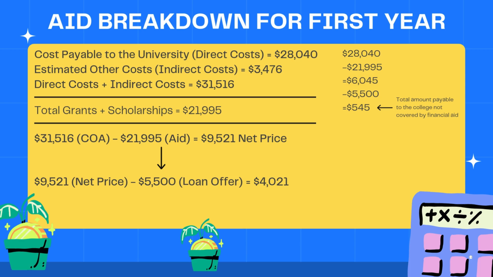If that student does accept the loan offer of $5,500, the student would only owe $545 for the entire year to the school for those payable costs. So you can see when you sort of break it down differently, you can come up with some different numbers that really might help educate you on your college or university decision.